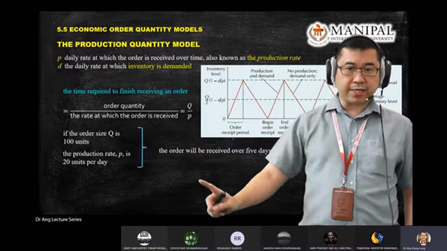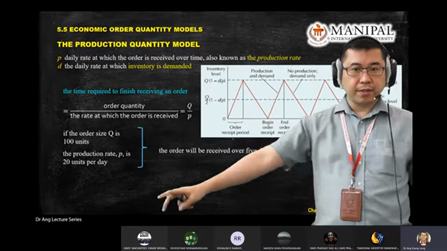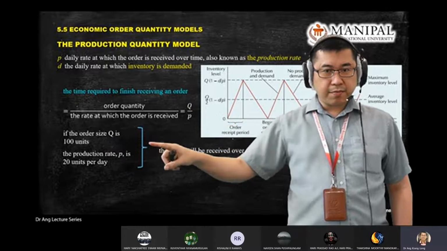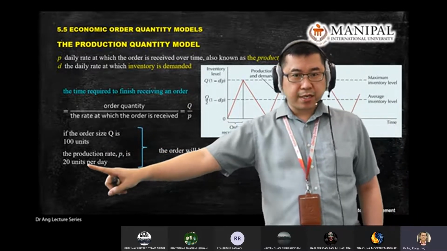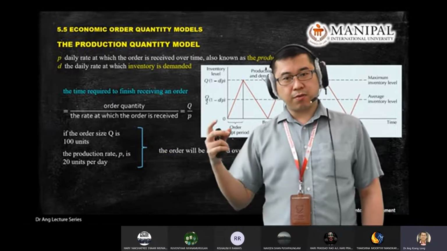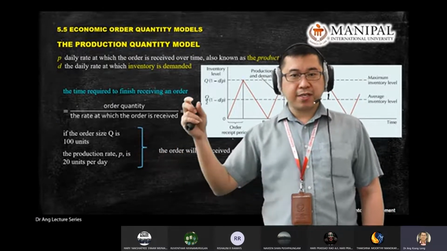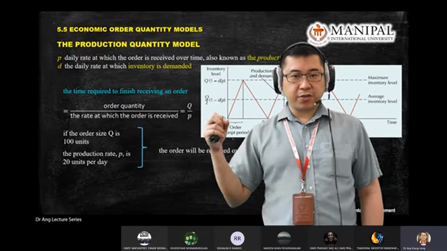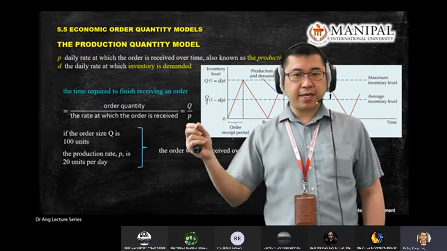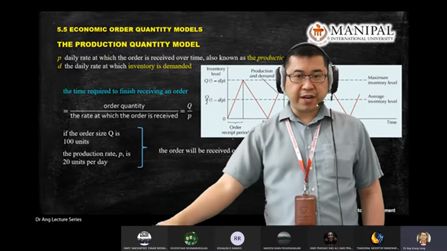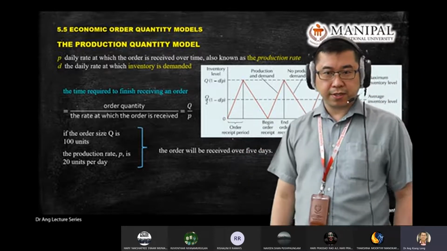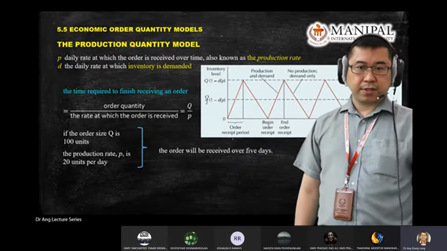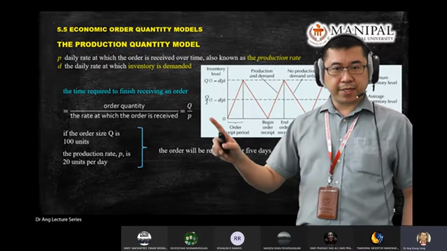This is how you calculate the time. The order size is 100. Production rate, P, is 20 units per day. So basic mathematics, your order is 100. You can only produce 20 units per day. How many days is it going to take? 5 days. 5 days to receive the order. Yeah, basic mathematics here.